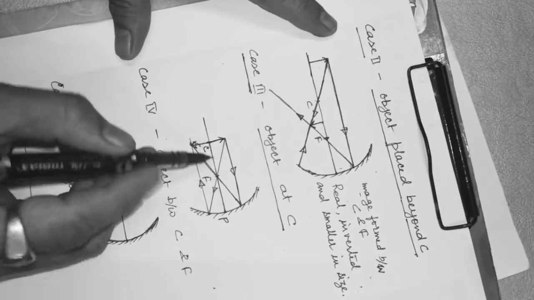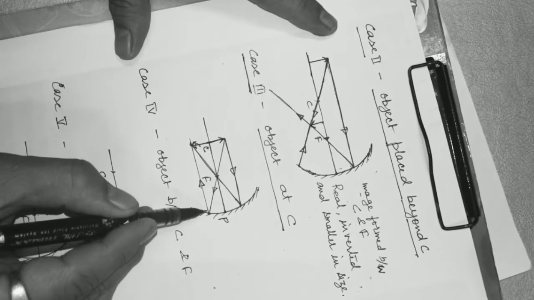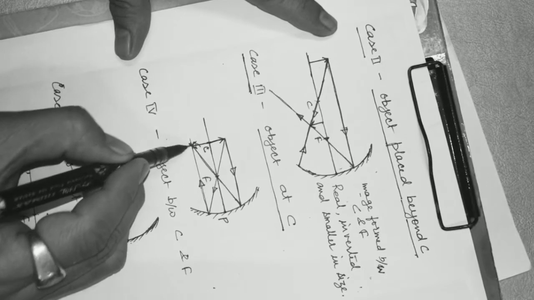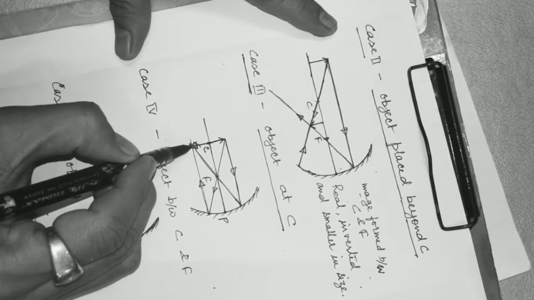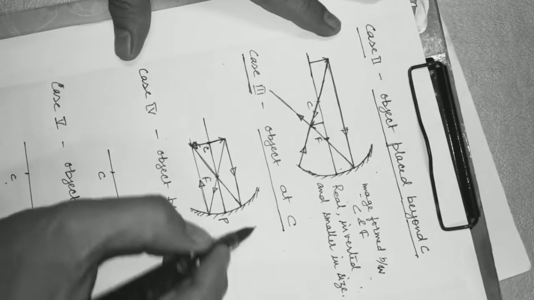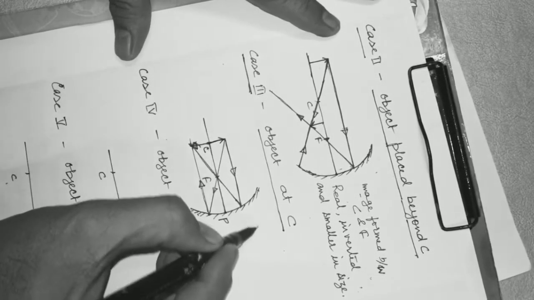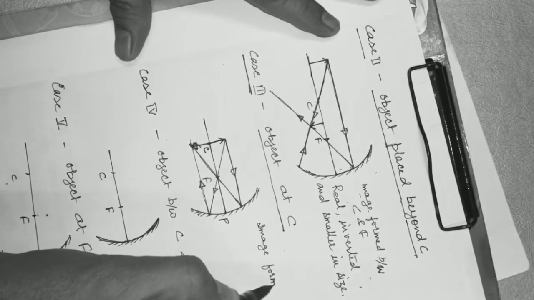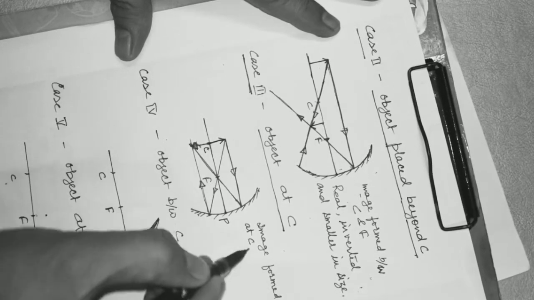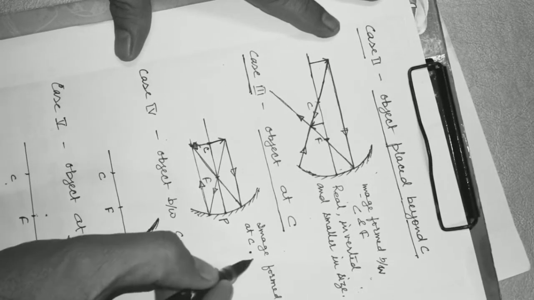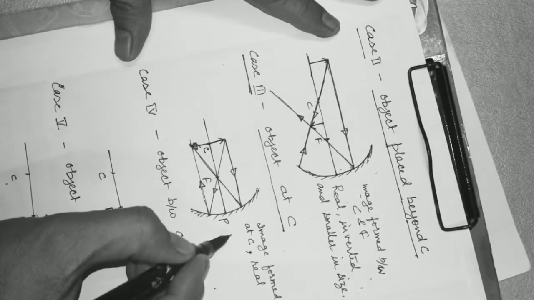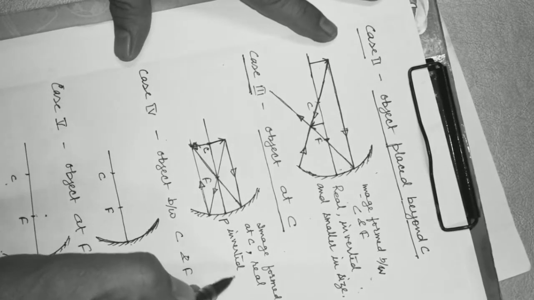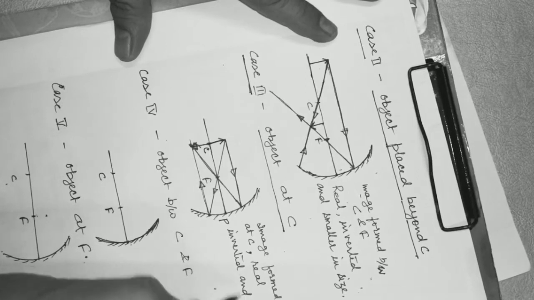passes through focus. A ray from focus after reflection becomes parallel to principal axis. Both the rays intersect here. The image is formed at this point. So here you can see the image is formed at C, or at the center of curvature, real, inverted and same in size.